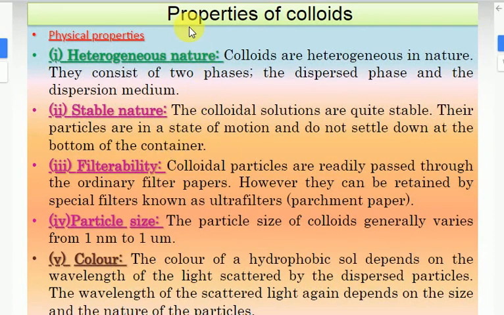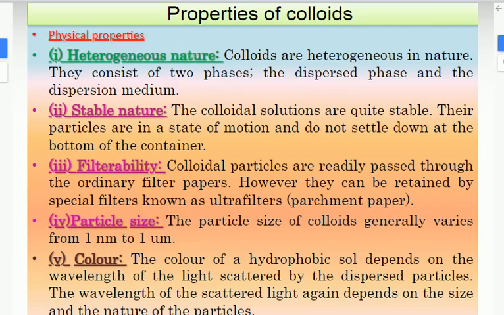Students, let's start our new session regarding the properties of colloids. Today we are going to discuss the properties of colloids, especially the physical properties. First of all, just remember the heterogeneous nature. I already discussed that colloids are heterogeneous mixtures of two or more substances.